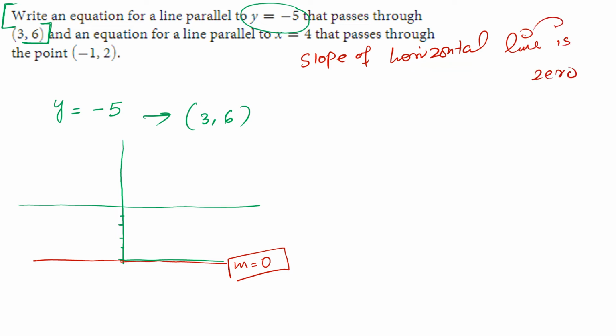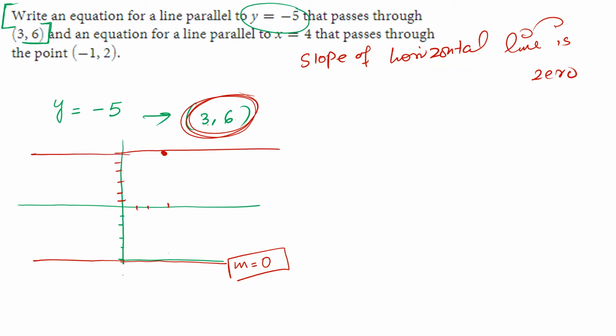Okay, now write the equation. Of course, you have to draw a line that is parallel to this line and passes through the point 3 and 6. So of course 2, 3, 4, 5, 6. Now parallel to this line, having the point 3 and 6. So 1, 2, 3 and here is 6. Make a line that is parallel to the line y equals -5. So you will get a line like this.